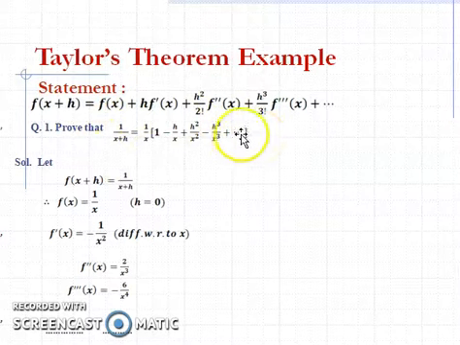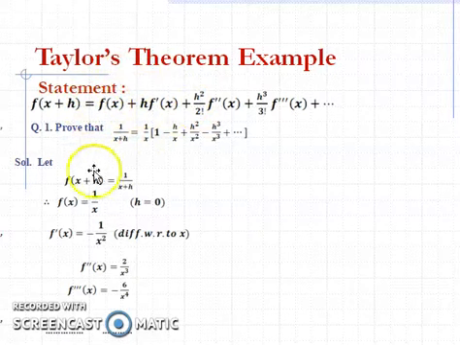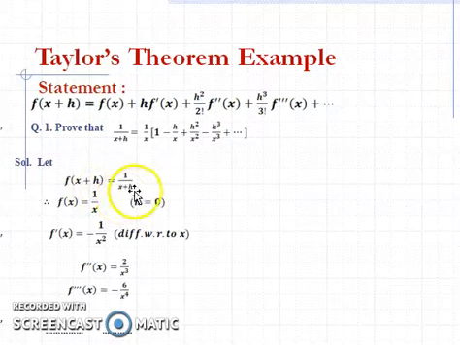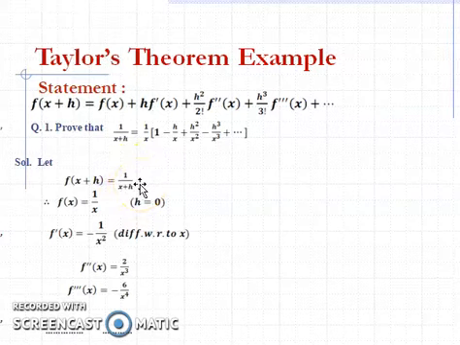Now let us see how we prove this problem with the help of Taylor's theorem. So for proving this statement, let us suppose that f of x plus h equals 1 by x plus h. Whatever is in the left hand side, you suppose it to be f of x plus h. f of x plus h equals 1 by x plus h.